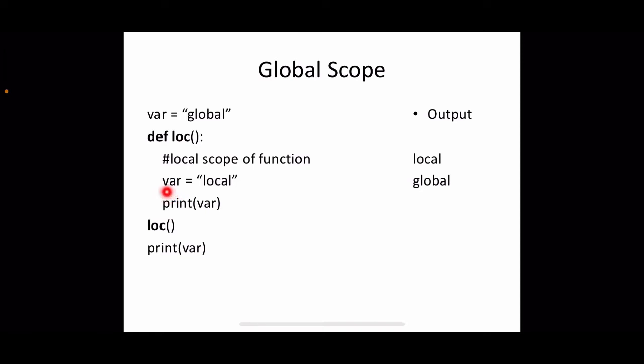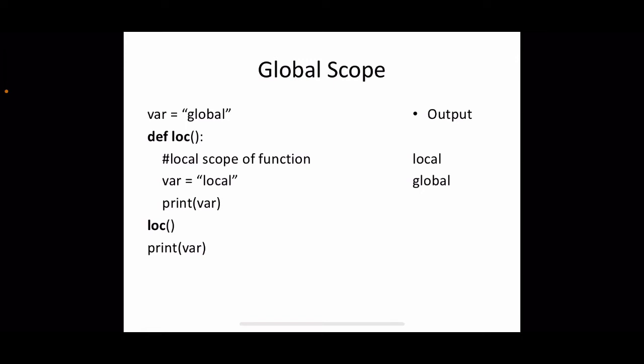So if we refer to var within this local function by assigning a new value, it acts as a new variable, a local variable. That is why we are getting the value local here, but outside the scope of that function, the global value remains. It won't be changed. It's another variable. That's why we are getting global.